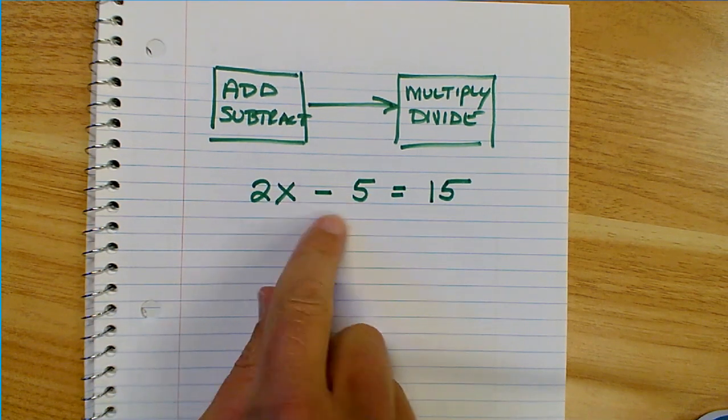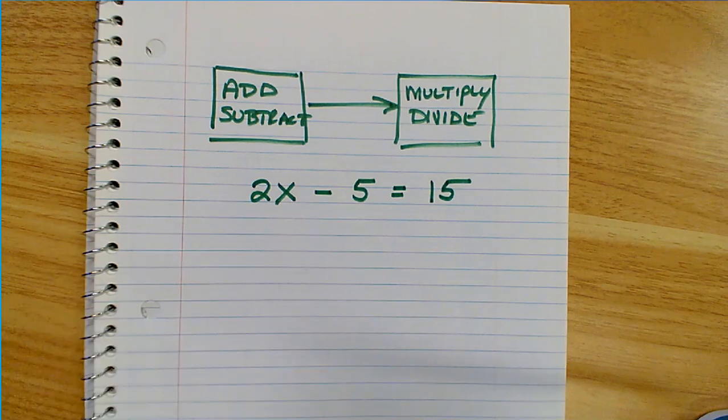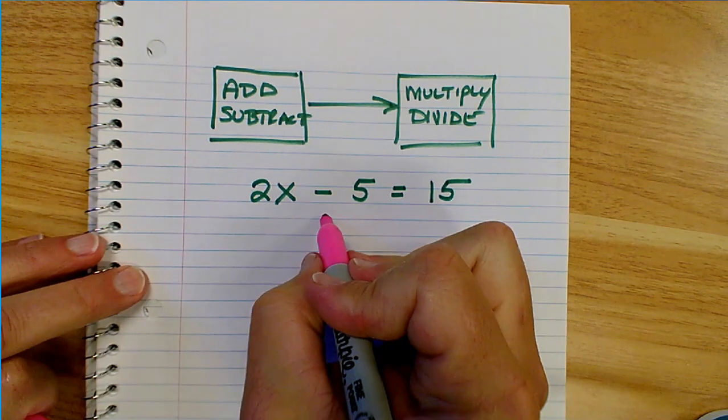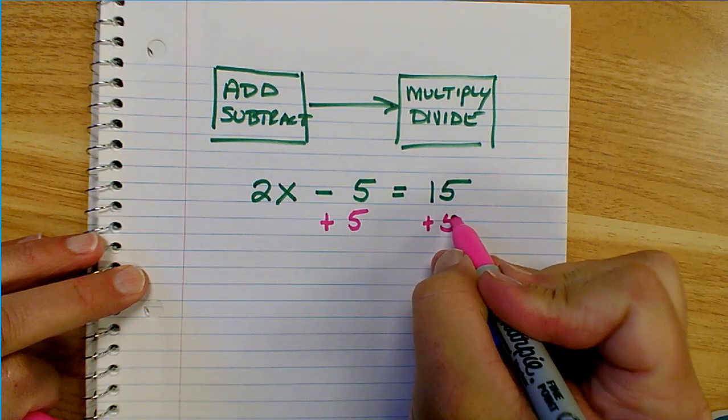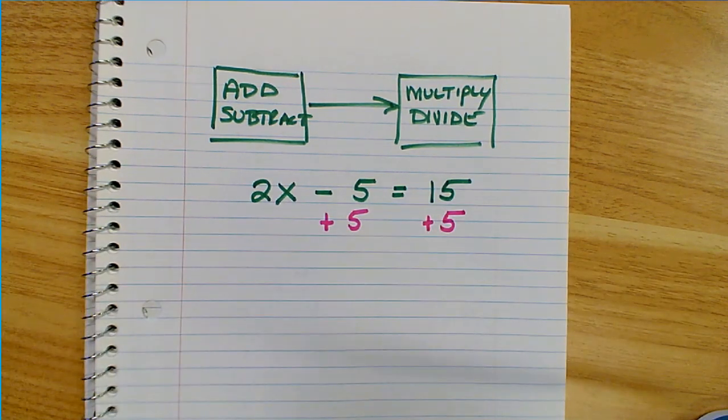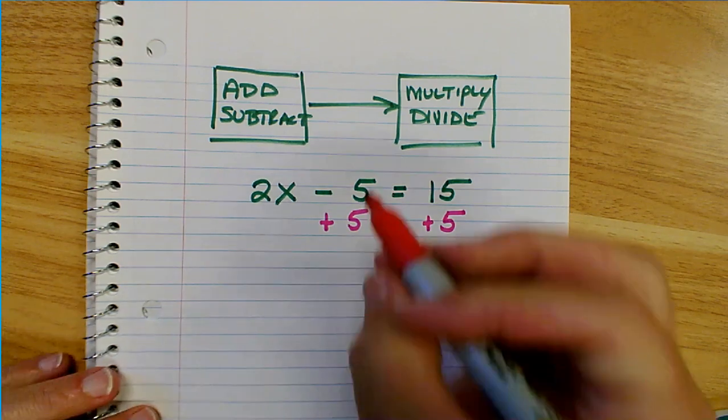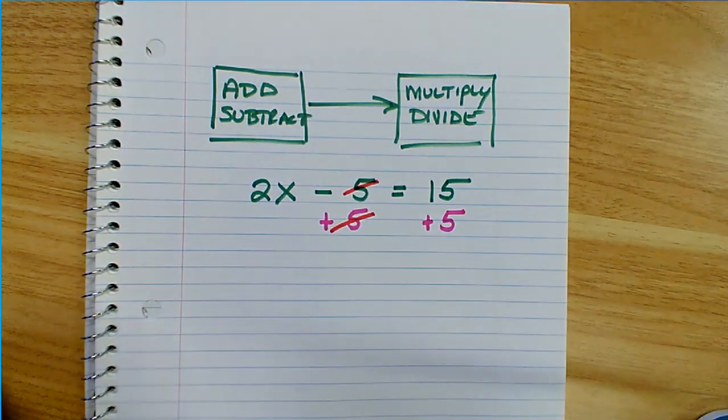Well, what's that 5 doing? It's a negative 5, so I'm going to fight it with a positive 5. So I'm going to go plus 5 to both sides, plus 5, red marker of death and destruction. 2x equals 20.